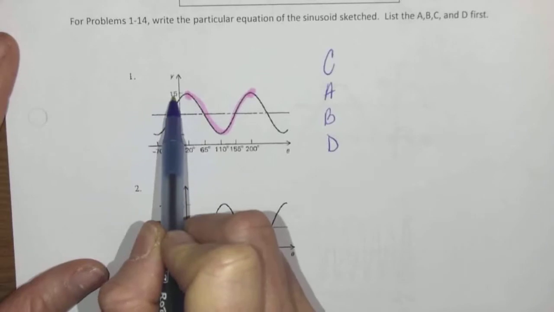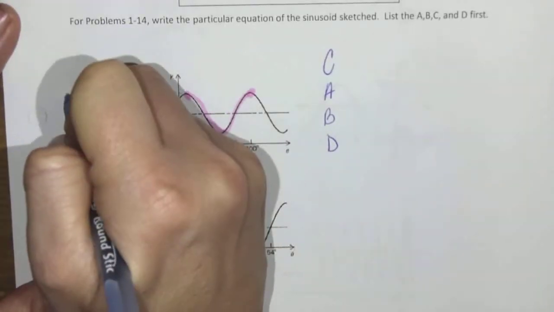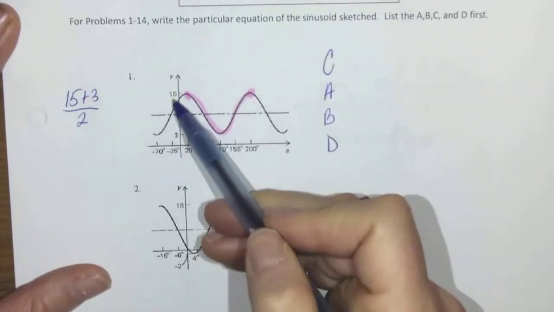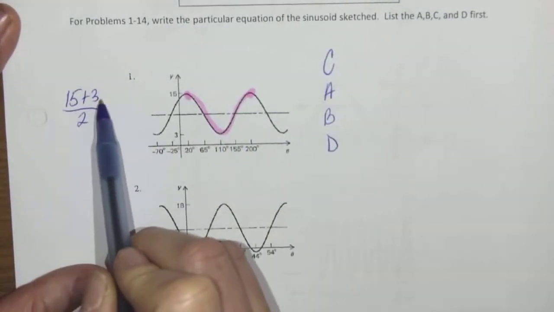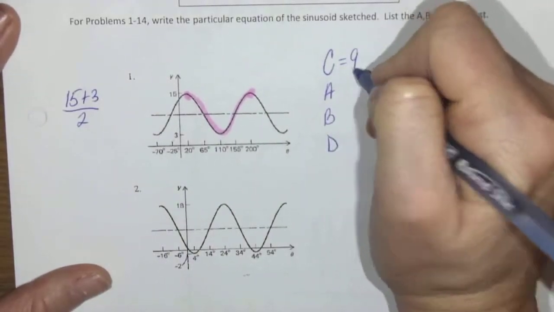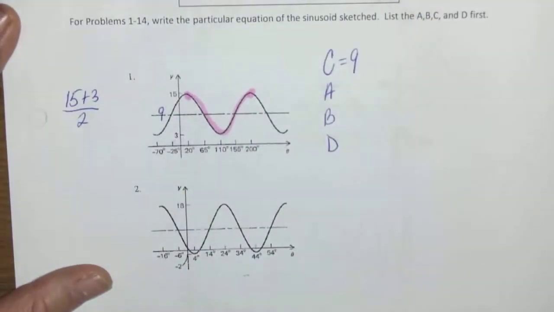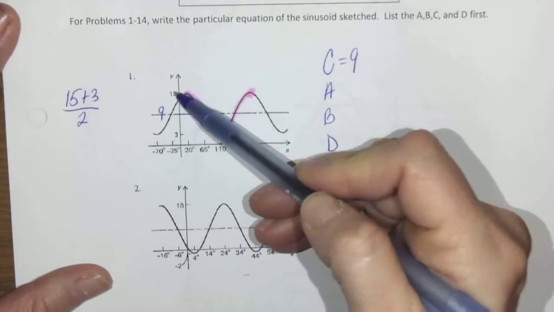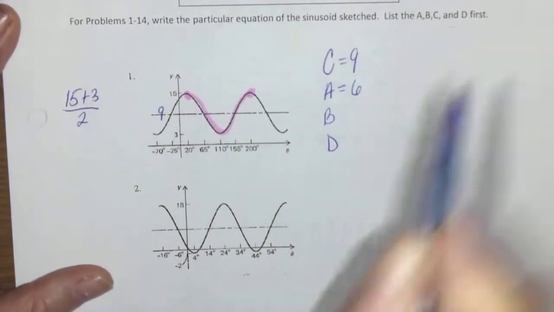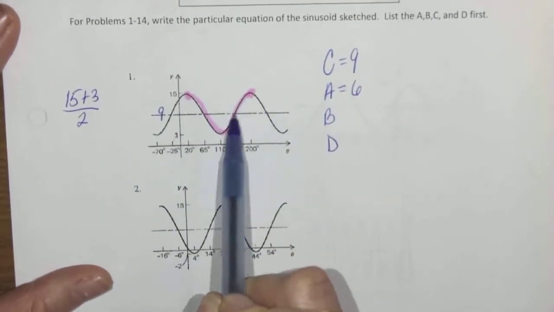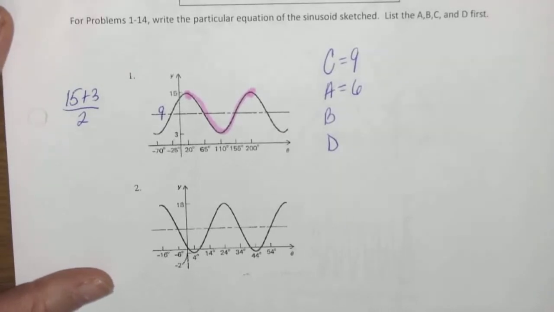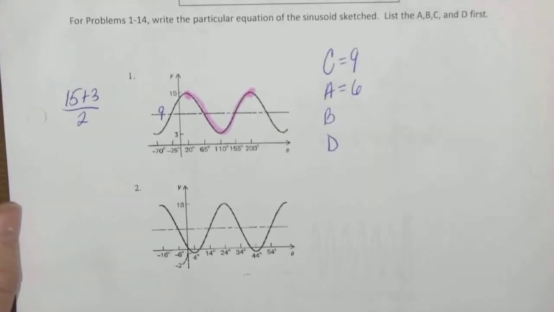But I do know the top is 15 and the bottom is 3. So if I want to find the middle of those, I will average these two numbers by adding them together and getting 18 and dividing by 2 and getting 9. If this is 9, from 9 to 15 or 9 down to 3, they are all 6 apart. Since I chose a positive cosine wave, I made sure my amplitude was positive when I wrote it there so I'd be ready for my equation.